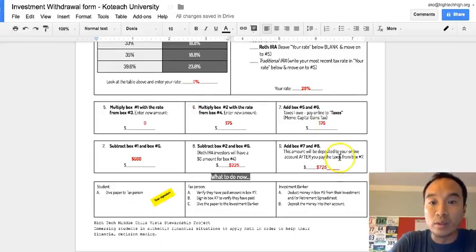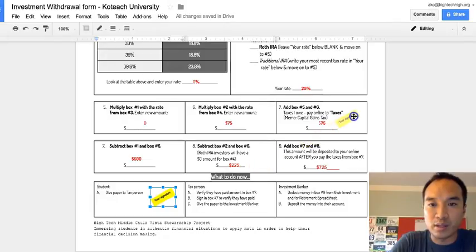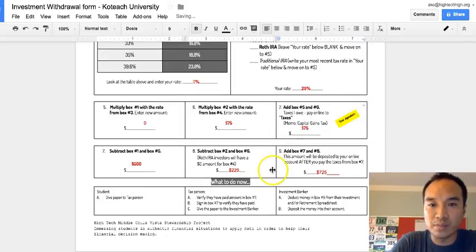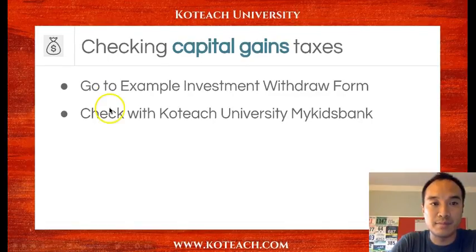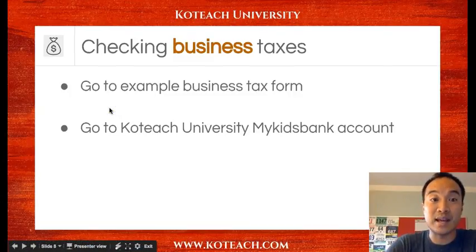So once they've paid, you check that. You're going to put your signature right here. That stands for your signature. And now you're going to give the paper to the investment banker. And that's it for the capital gains taxes. All right, let's move on to the business taxes.